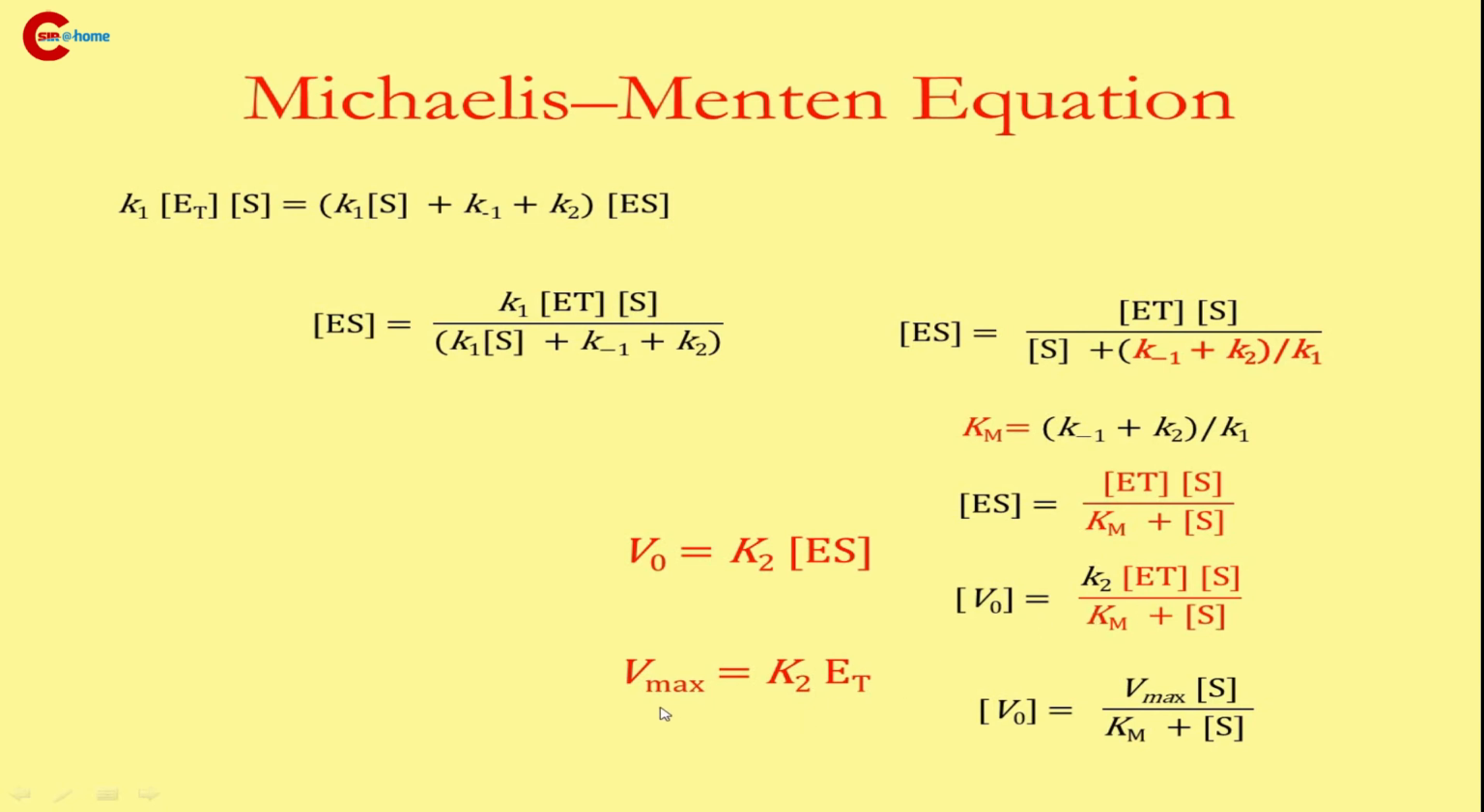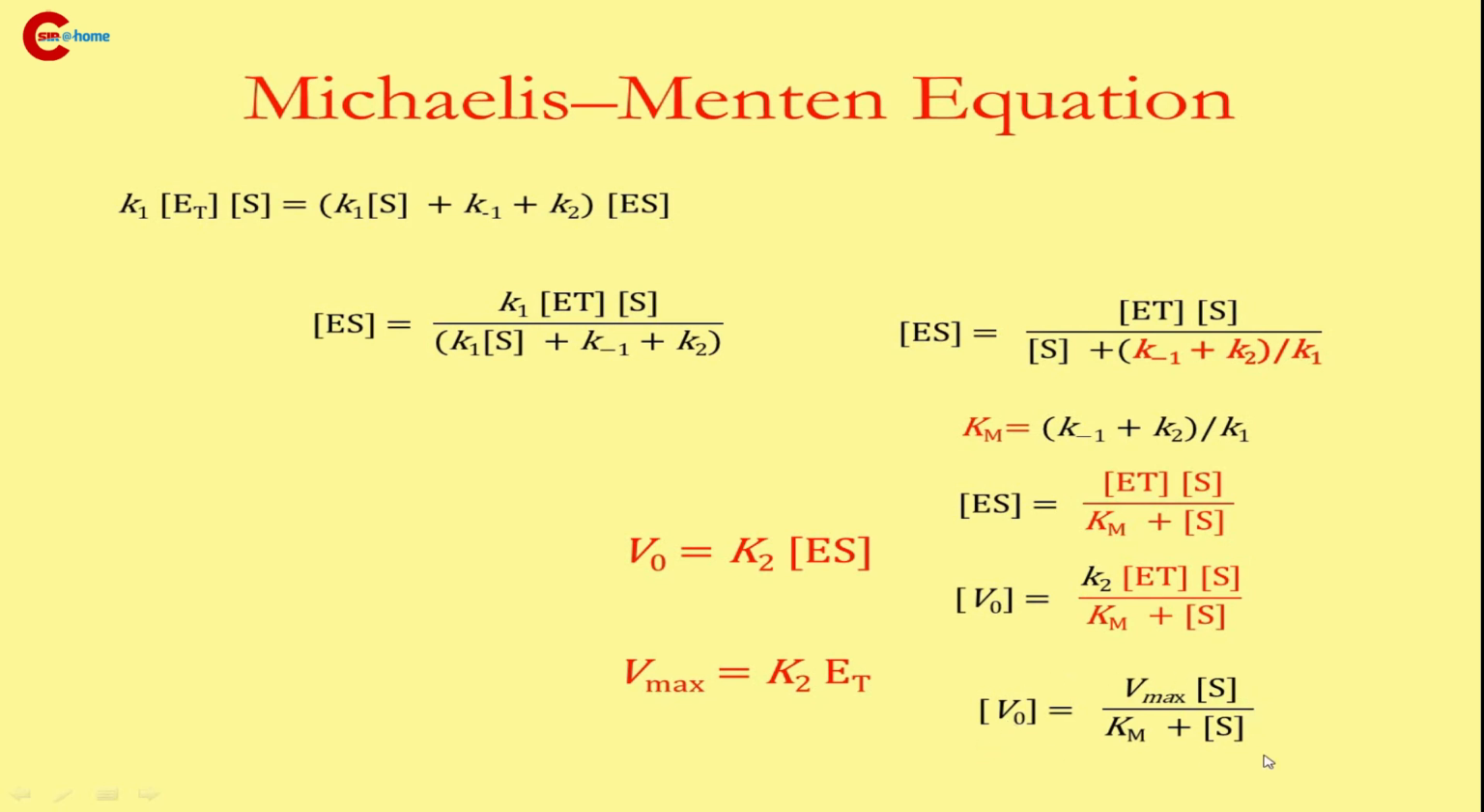And you know this equation that we studied, Vmax is equal to K2 into ET. When V0 becomes Vmax, when all the enzyme is bound to its substrate, ES equals ET, then V0 becomes Vmax. We can substitute Vmax here for K2 ET. So V0 is equal to Vmax S divided by Km plus S. This is the Michaelis-Menten equation.